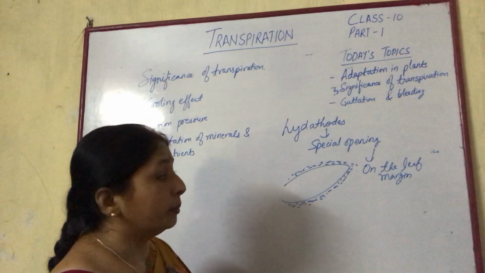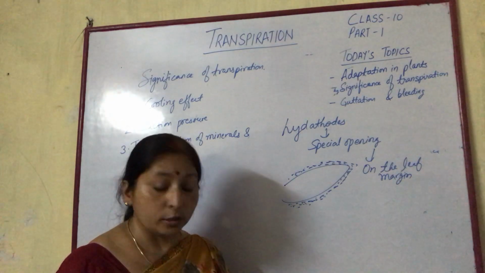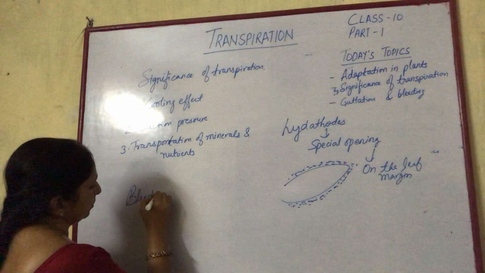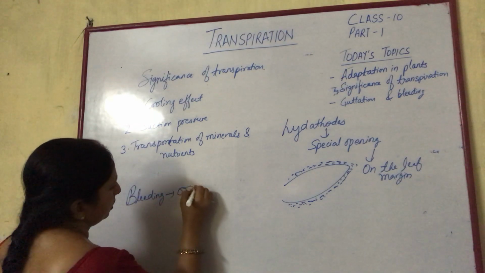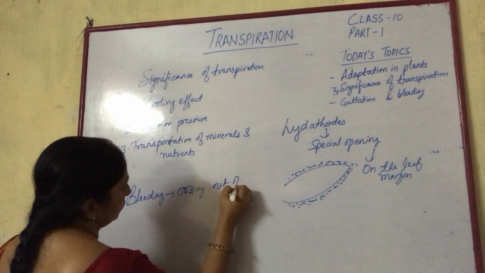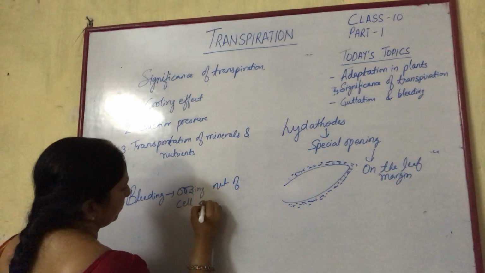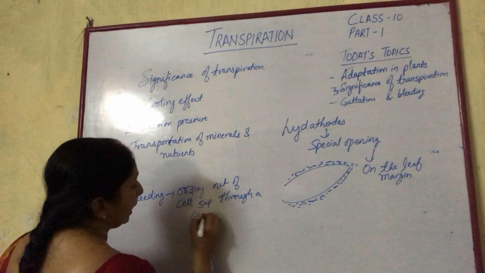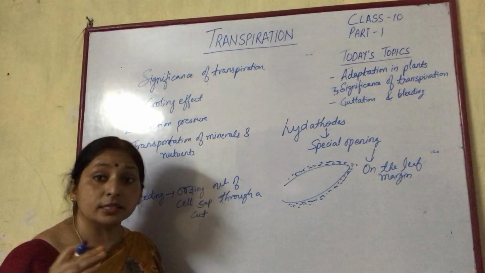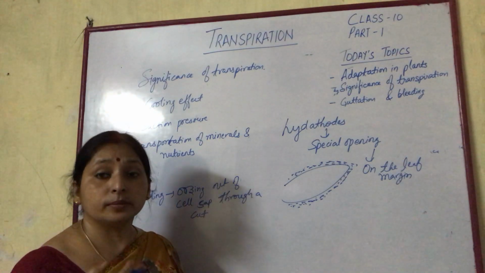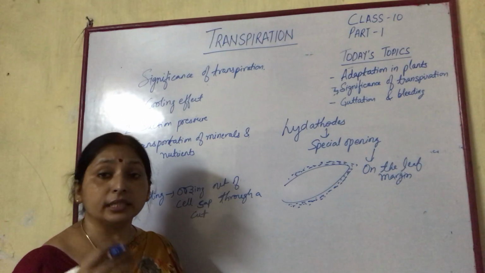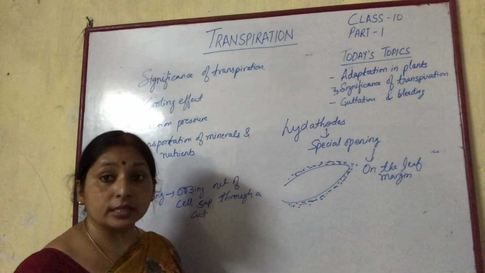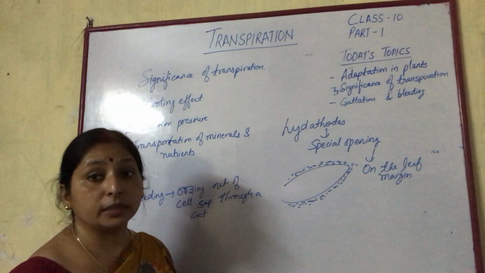Then next is bleeding. Bleeding is the oozing out of the cell sap through a cut. If that cut is by accident, this accidental cut or rupture of the cell or tissue results in oozing out of the cell sap, which is termed as bleeding.